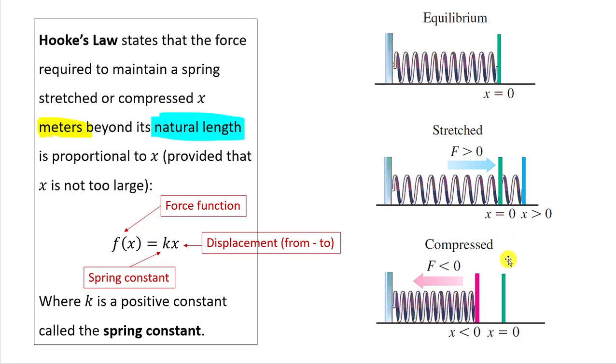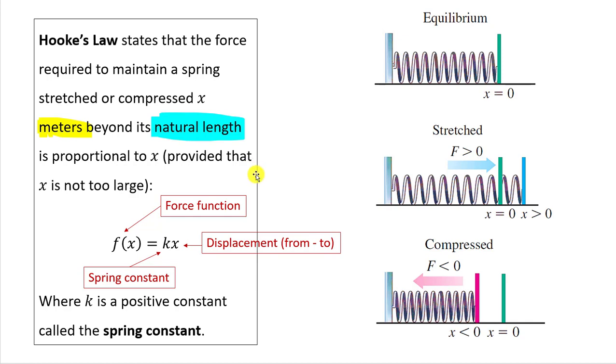Now, when we try to compress the spring, what happens is that the end of the spring from its equilibrium position gets moved to the left. And if right here we have x equals 0 on the number line, then as we compress the spring, its end will be at some negative x value. And since F represents the force required to maintain a spring compressed, its sign is consistent with the direction of the movement of the spring. So this is how we view stretching and compressing of a spring.